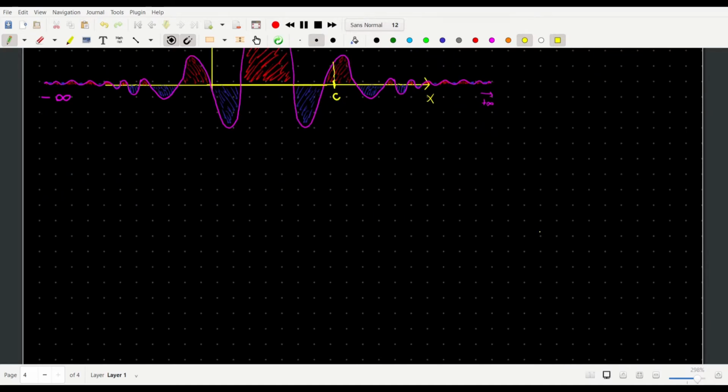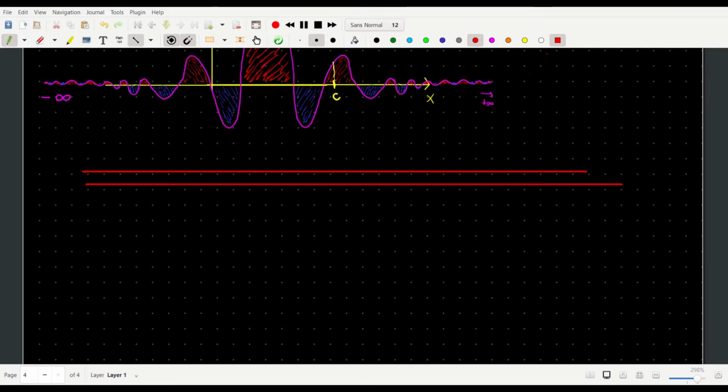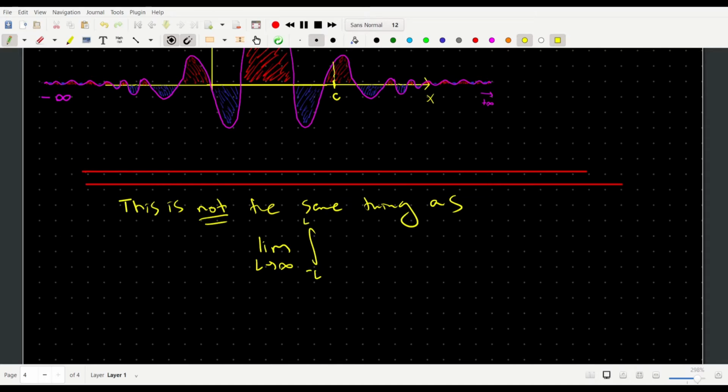And I want to make a note here. I'll make a note in red with lines. This definition is not the same thing in general as taking the limit as, say, some L goes to infinity of the integral from negative L to L of f of x dx.